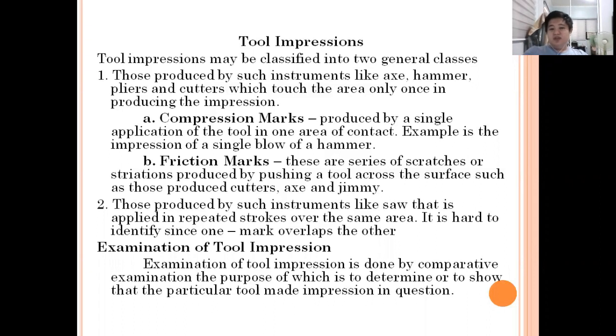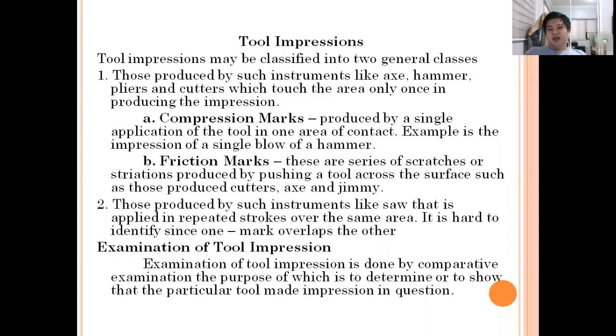If you're talking about friction marks, these are a series of scratches or striations produced by pushing tools across the surface, such as those produced by a cutter, axe, or jimmy. For a cutter, you slice it, another one, another one. So we are talking about friction marks. You slice or embed the tool marks not once, but commonly you repeat it many times. That is what we call friction marks.